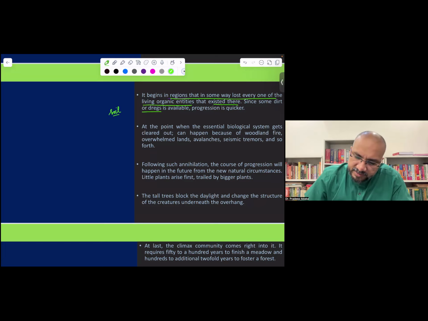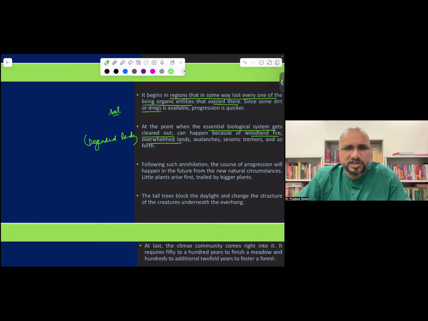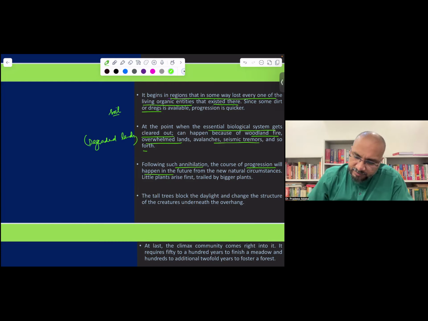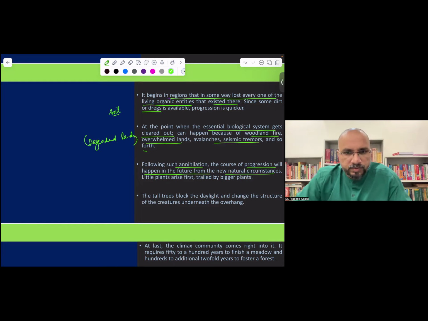So at the point when essential biological systems get cleared out due to fire, it can happen because of woodland fire, overwhelmed lands, meaning degraded lands. Degraded lands we call overwhelmed lands. So degraded land can be due to pollution, due to salt concentration, avalanches, seismic tremors, and because of any other natural calamity. So following such annihilation, when the whole community is destroyed, after that your process starts, the course of progression will happen in future from new natural circumstances.